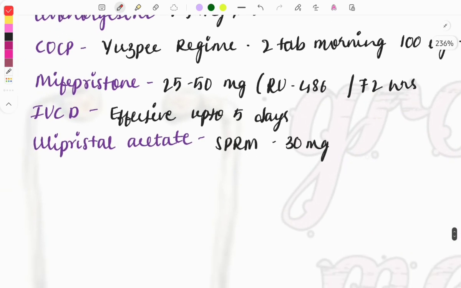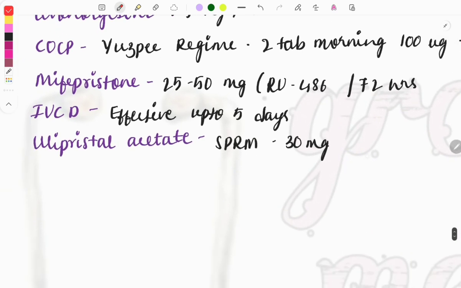Then another one is mifepristone. So mifepristone, this is the dosage, 25 to 50 mg. This is also called RU486, and it can be taken up to 72 hours of unprotected intercourse. 72 hours, in the sense, 3 days, 3 days it can work.